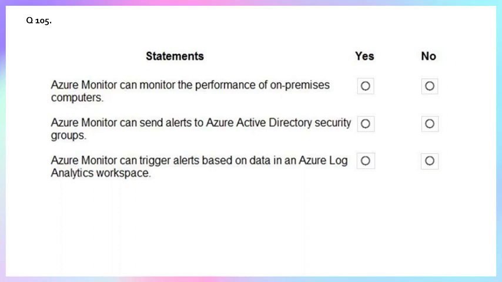Statement 2. Azure Monitor can send alerts to the Azure Active Directory security group. No. Azure Monitor alerts can be sent to email addresses, action groups, webhooks, ITSM tools, etc. However, it cannot directly send alerts to an Azure AD security group. If you want this type of facility, you would typically set the alert to send email to the group email address from a Microsoft 365 group. So, no, statement 2 is wrong.